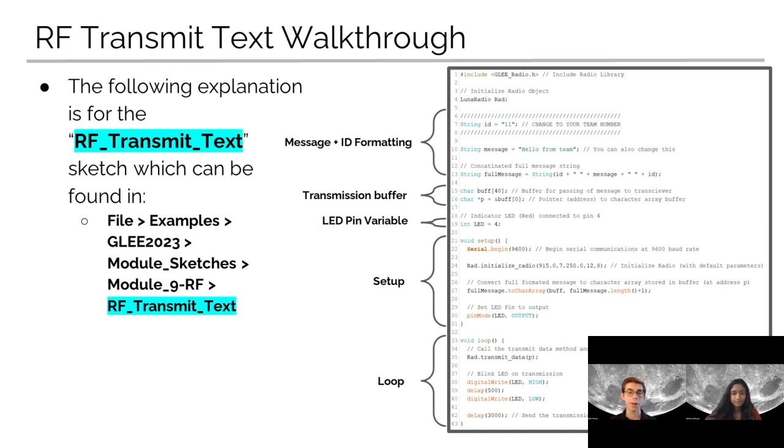Now, when you first open it up, you might notice that there are a lot of new lines of code that you may be unfamiliar with. This is okay. We're going to walk through everything to make sure that you understand what each line of code is doing so that you understand how we can transmit and receive messages with our LunaSats.